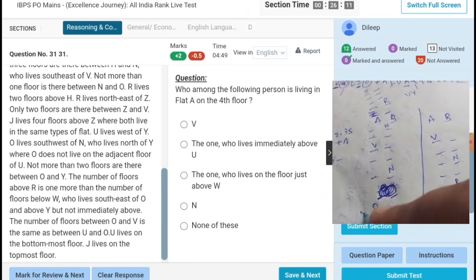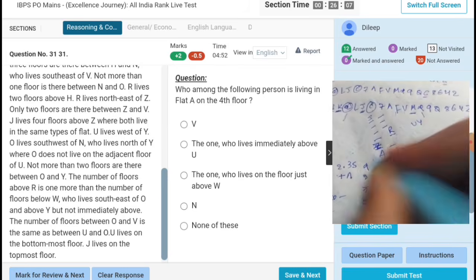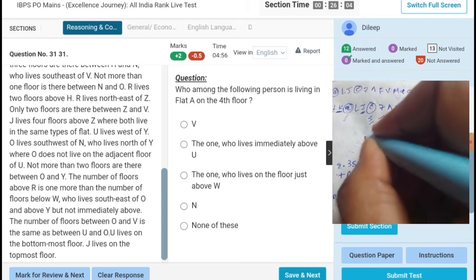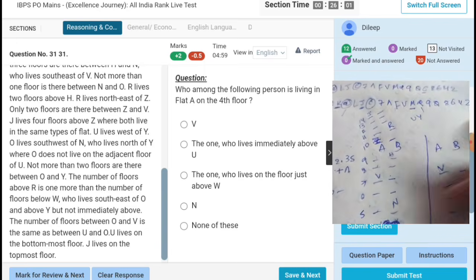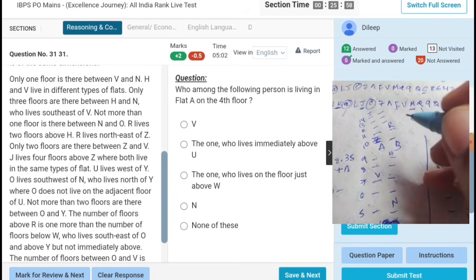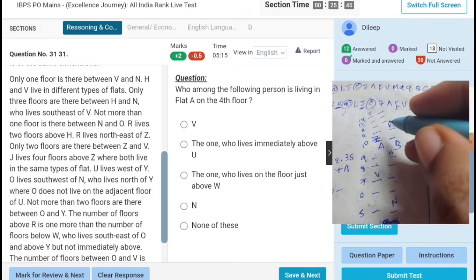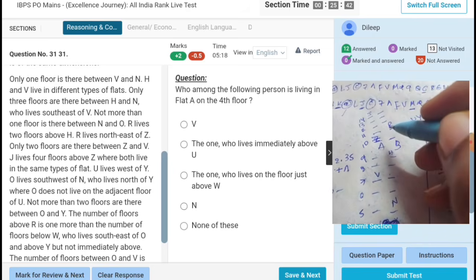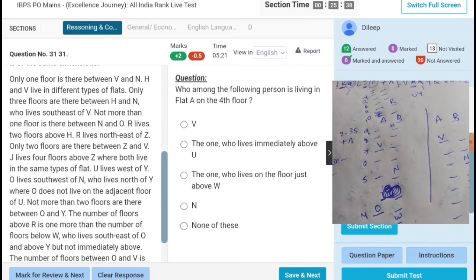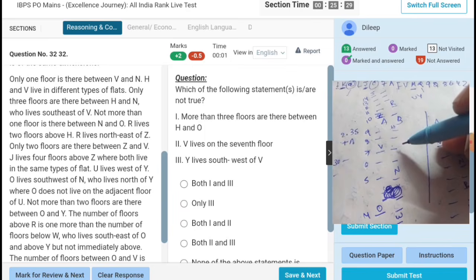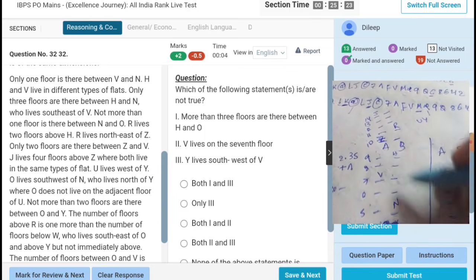Okay. 1, 2, 3, 4, 5, 6, 7, 8, 9, 10, 11, 12, 13, 14 floors overall. R is 2 floors above H. Between the Z and V, J is 4 floors above Z. So who among the following persons lives in flat A, 4th floor? O. The floor just above W. And more than 3 floors between the H and O.